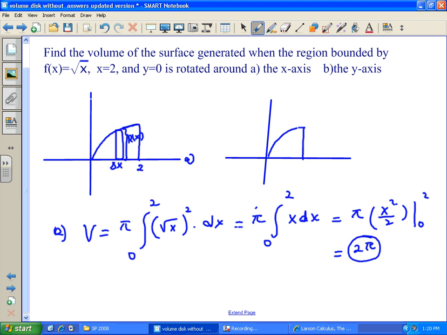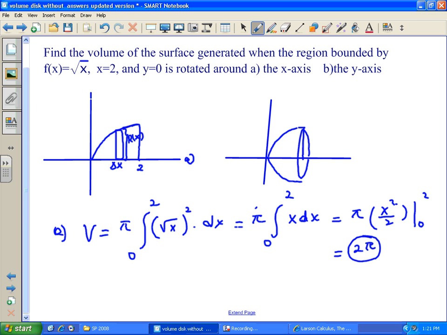Just to give an idea, what kind of volume have we created here? If you go around the x-axis, roughly speaking, this is the kind of graph that we created, and this is the solid that we found the volume for, right? So we went around the x-axis, and that is the solid generated. Now we're going to take the same region, but go around the y-axis.